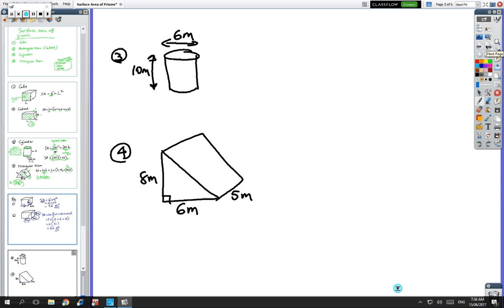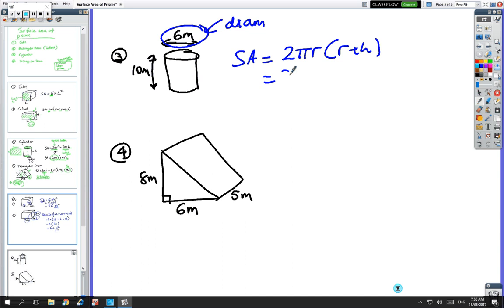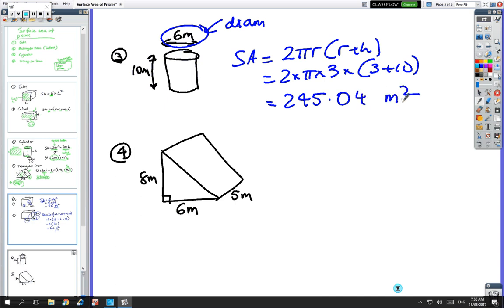Okay, so here we've got a cylinder, but this time I've given you the diameter. Okay, so the surface area is 2 pi r (r plus h). So it's 2 times pi times 3 times (3 plus 10). Now I have to use my calculator because we'll use pi as the proper pi in your calculator. So 2 times pi times 3 times 13. And so that equals 245.004, if you're going to go 2 decimal places, meters squared.